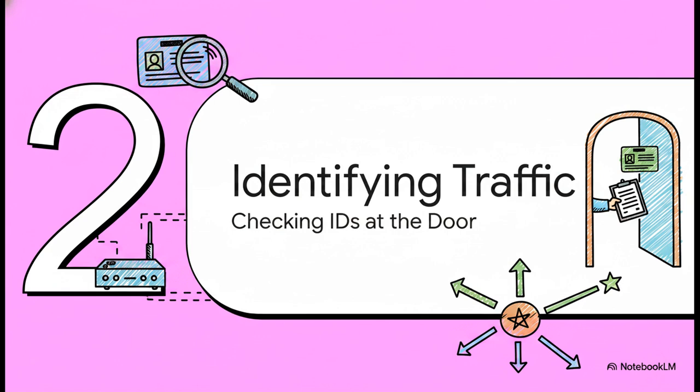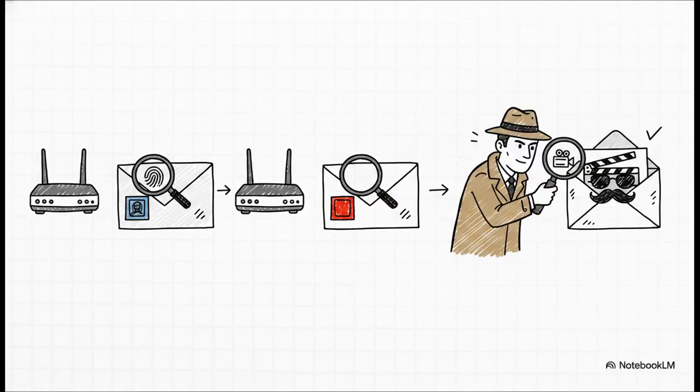Moving on to Section 2. Identifying the traffic. Checking IDs at the door. Okay, before the router can actually prioritize a packet, it has to look at its ID and figure out what kind of traffic it is. Classification is always step one.